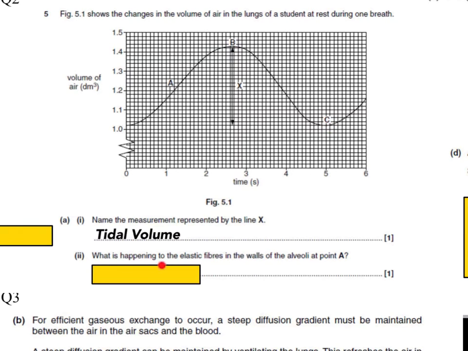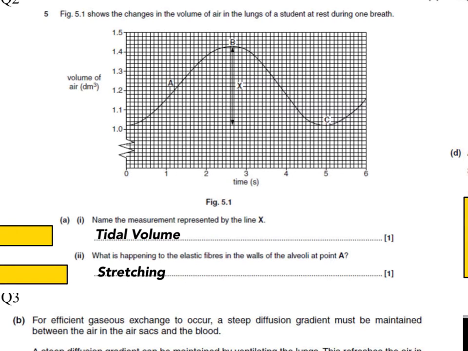Then it says what is happening to the elastic fibers in the walls of the alveoli at point A. So at point A, we are breathing in, so more air is entering our alveoli, so our alveoli must be getting larger in volume. So they're stretching. The walls of the alveoli are stretching.